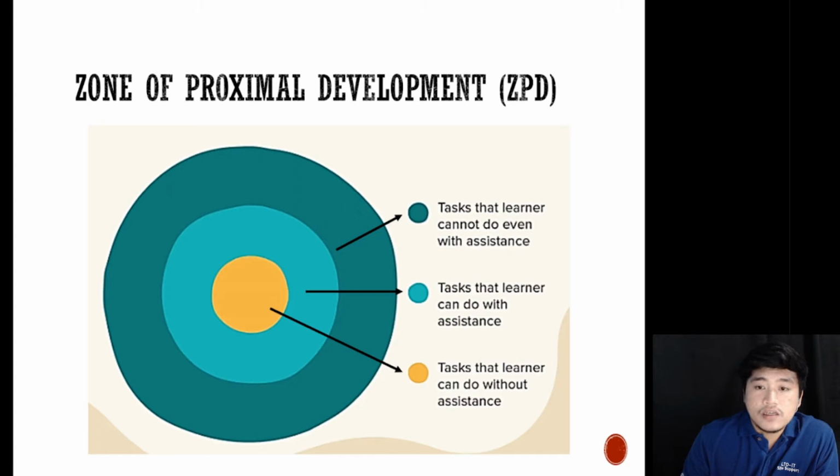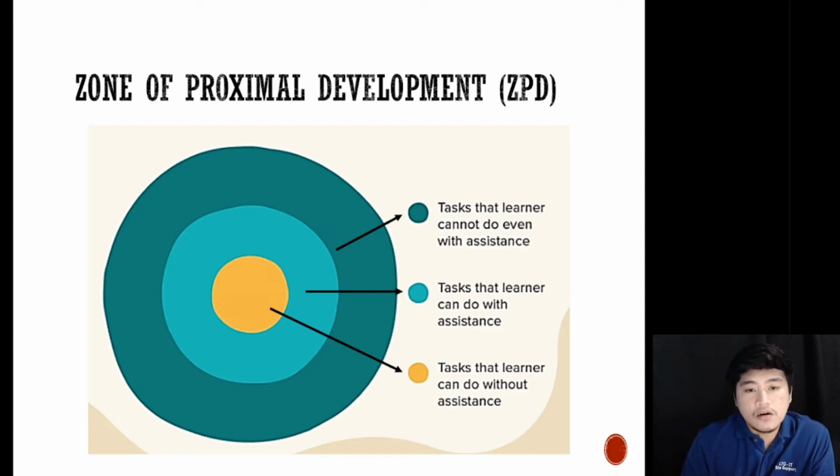So this is the diagram or representation of the zone of proximal development. So we have here three circles. We have the first outer circle, the middle circle, and the most inner circle.